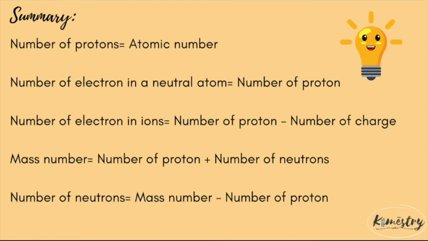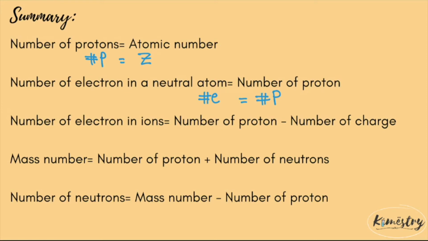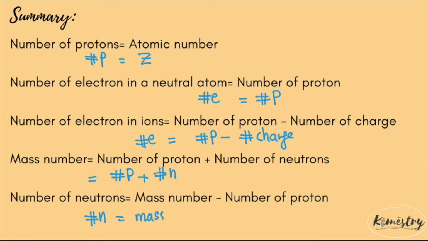So now the summary: number of protons is equal to the atomic number Z. Number of electrons in neutral atoms is equal to the number of protons. Number of electrons in ions is equal to the number of protons minus the charge. Mass number is equal to the number of protons plus the number of neutrons, and we can also find the number of neutrons, which is equal to the mass number minus the number of protons. Okay, so let's do examples.